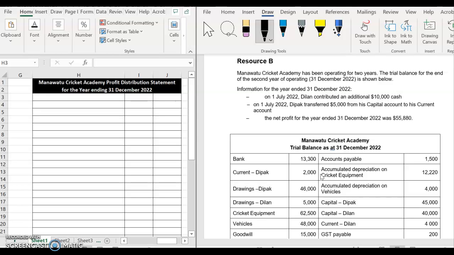So what we're going to do to start with is cheat a little bit, and we're going to fill out the profit distribution statement here with the things we know that are going to be in it, and then we'll bring the figures across. So the first thing that you know you're going to start with is the profit for the year.